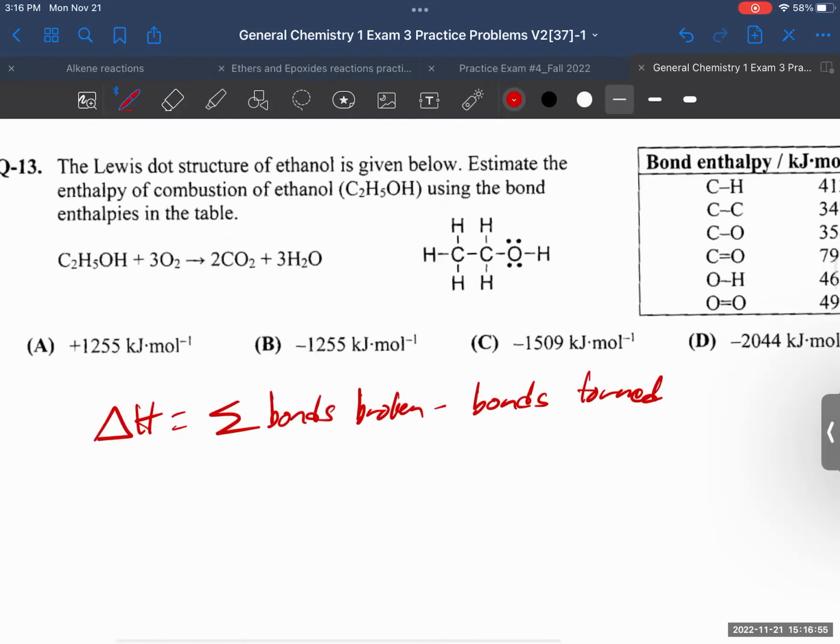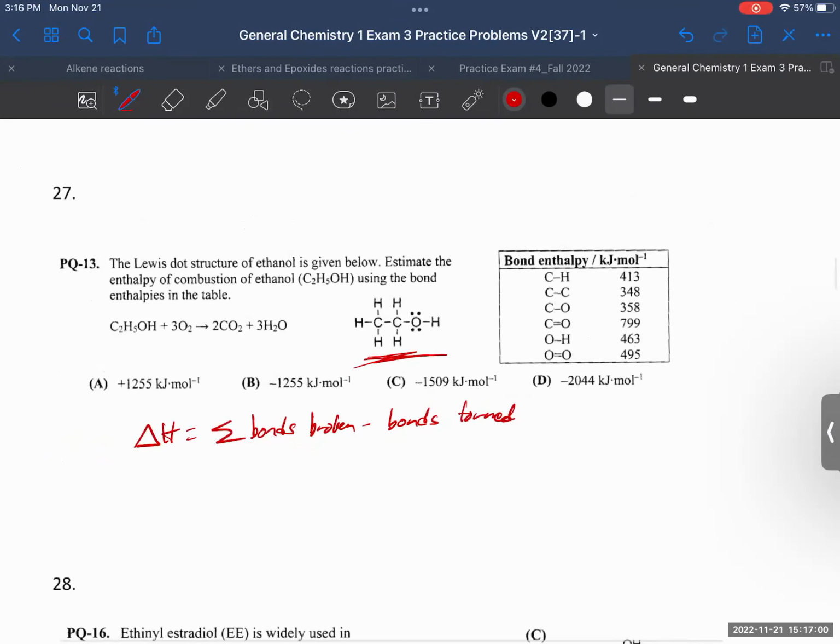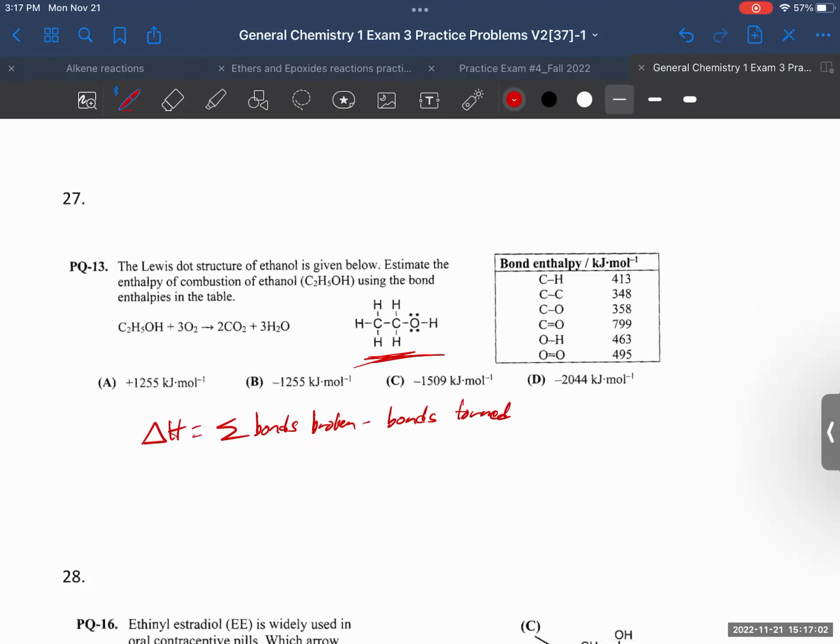They gave us the Lewis structure of ethanol, which is right here. So how many CH bonds are in ethanol? 5. So we're gonna do 5 times 400. Then we're gonna add another, how many carbon oxygen bonds? 1, so 358, and then how many oxygen hydrogen bonds? 463. That's for one compound. Now we gotta do oxygen and then carbon bonds.